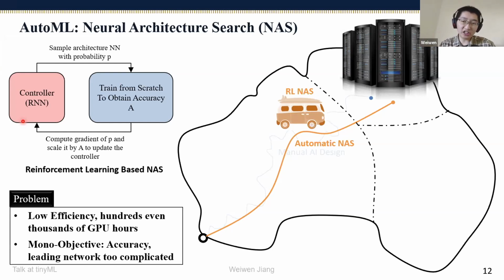There are two limitations of the initial framework. First, the search process is very inefficient. It will take hundreds, even thousands of GPU hours to complete the search process. Second, it has a single objective on accuracy, which may result in the identified network being too complicated and only working for cloud computing with enough computing resources.